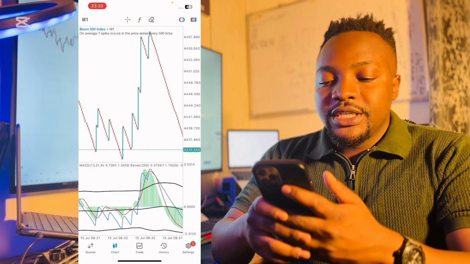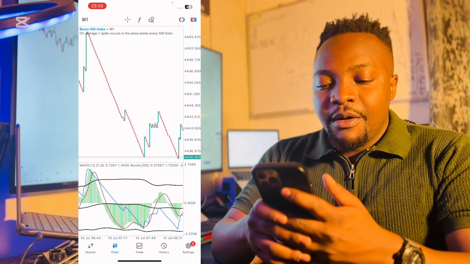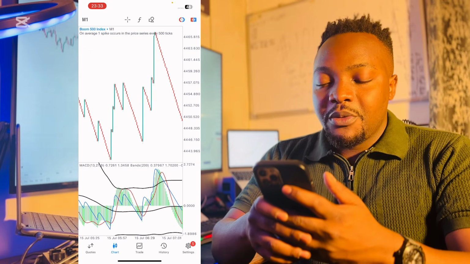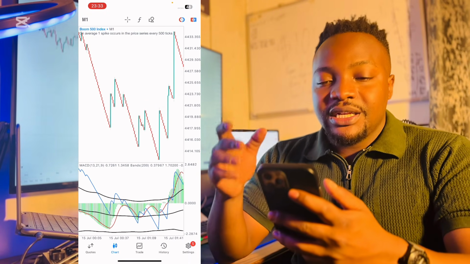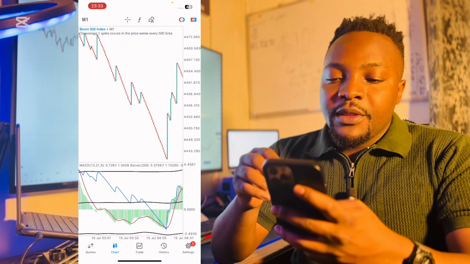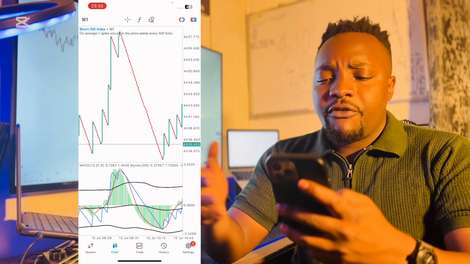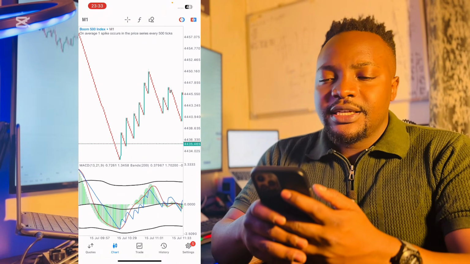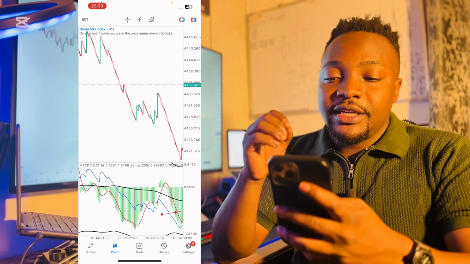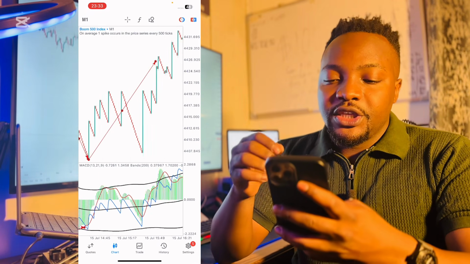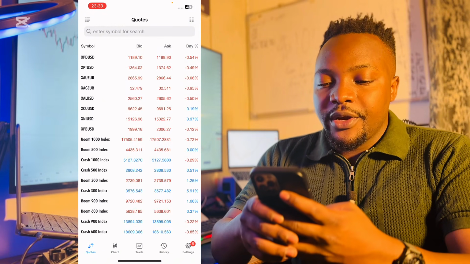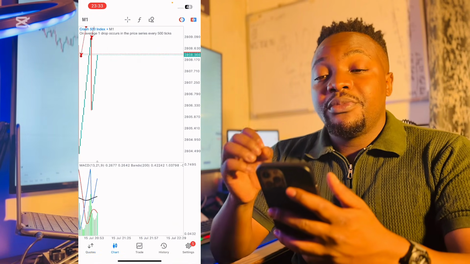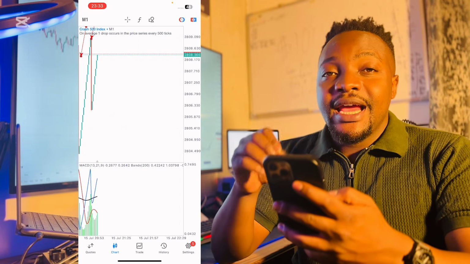So you can actually use this strategy on any boom and crash index, and you'll be able to catch multiple spikes. Now, setups might not always appear, but there are a variety of boom and crash indices that I'm sure you always have a setup when using this strategy. Okay, what you have to just make sure of is knowing that conditions have to be met exactly as they are.